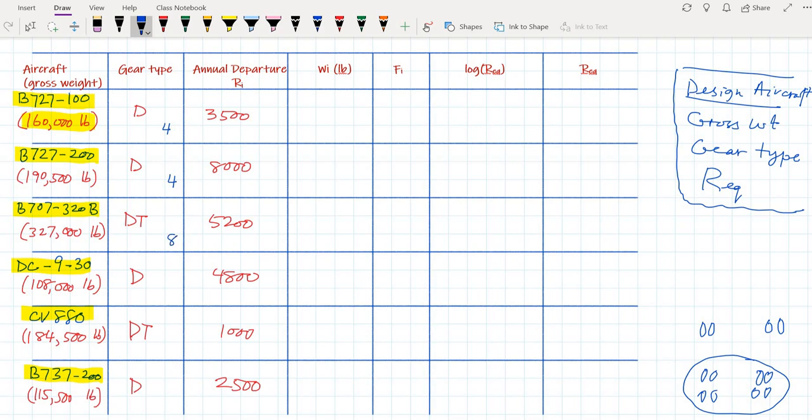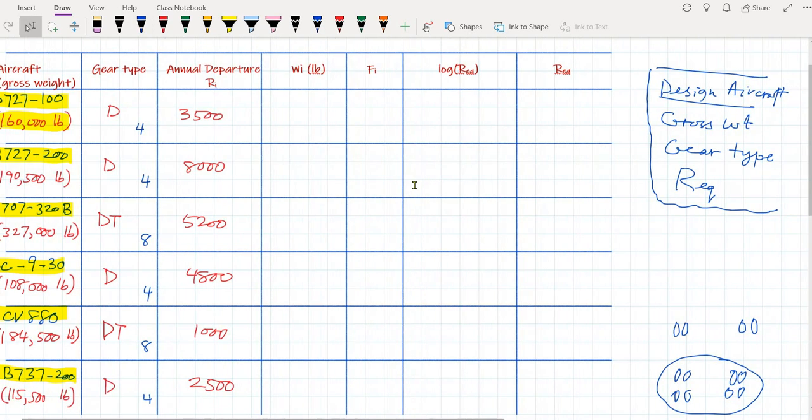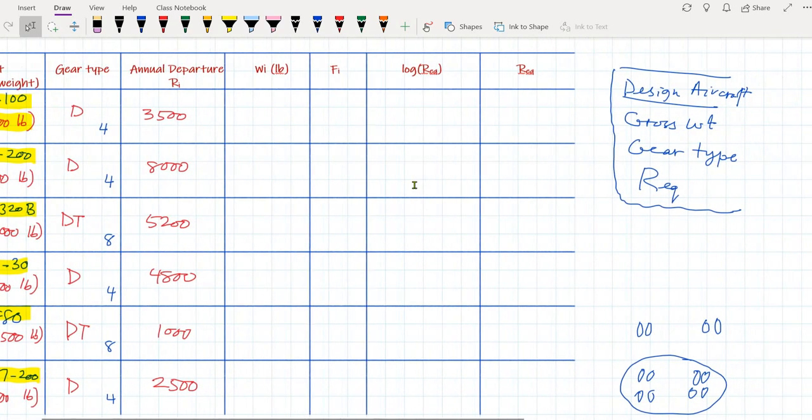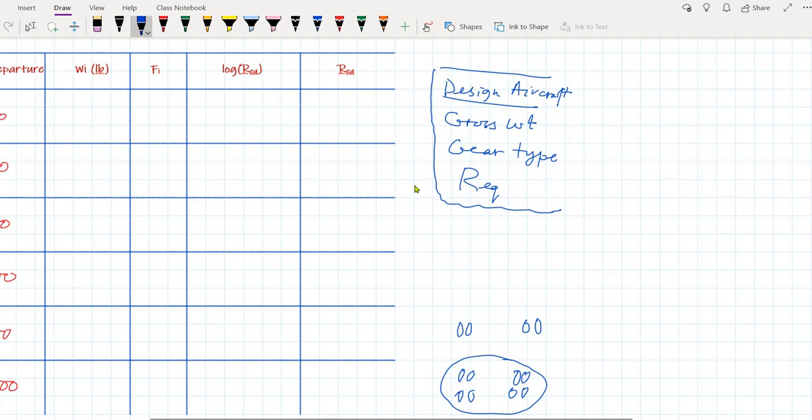So I'm writing here the number of wheels: 4, then 8, and then 4. And we know that the main landing gear takes 95% of the load, and from that concept we can find out the weight on one wheel. Let's look at the first row. It is 160,000 pounds. So the single wheel load is going to be 160,000, and it takes 95% of the load, meaning 0.95, and the number of wheels is 4.